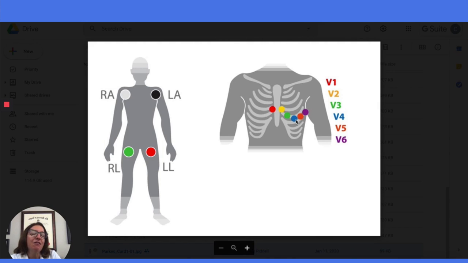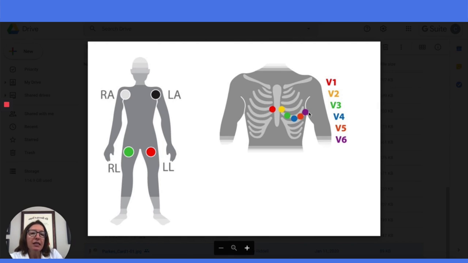That is placed in the fifth intercostal space at the mid-clavicular line. So here's the clavicle here. If you go straight down from the middle of that to the fifth intercostal space, that's where V4 goes. Then V3 is placed in between V2 and V4. V5 in orange is placed level with V4 at the left anterior axillary line. And then lastly, V6 here in purple is placed level with V5 at the left mid-axillary line.